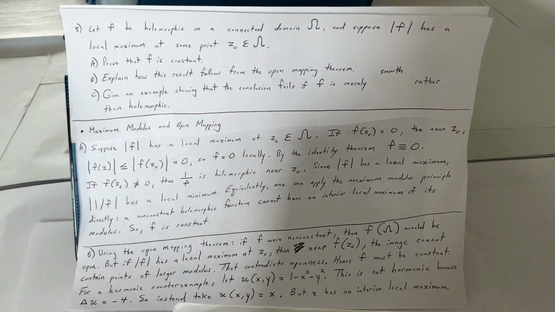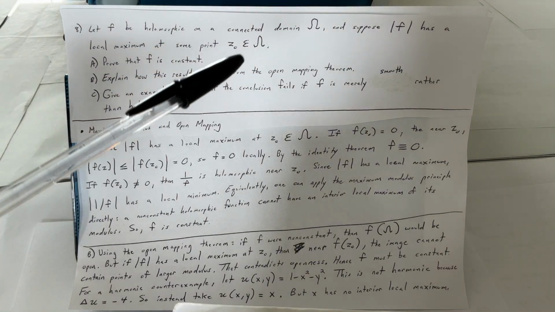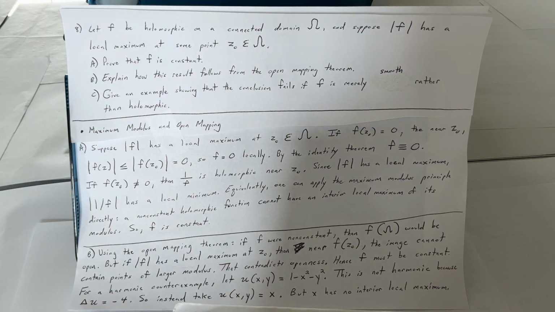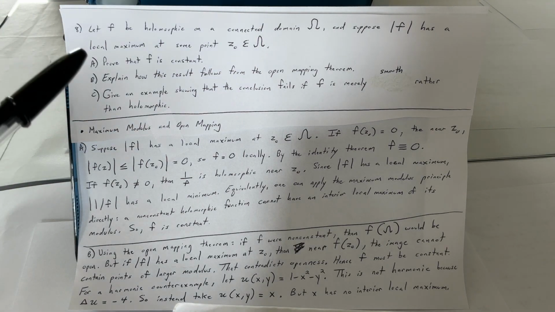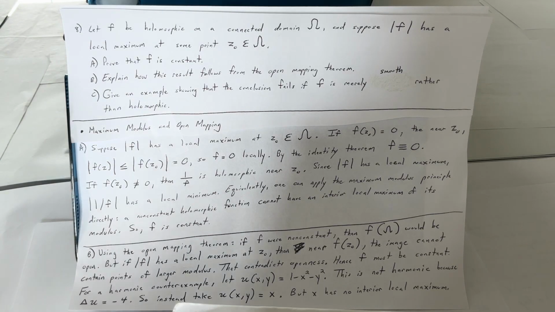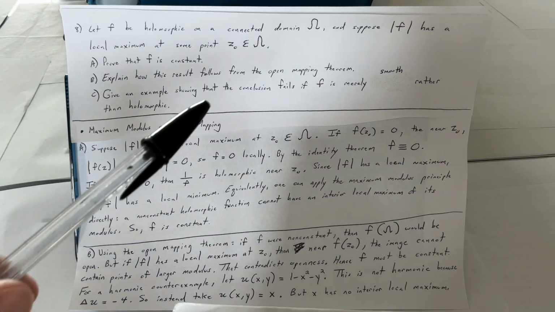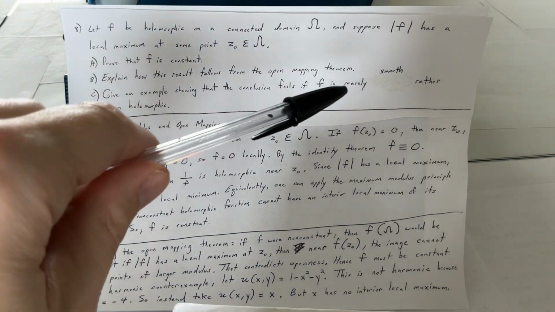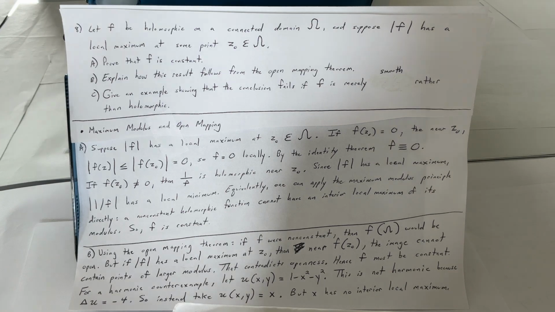So let f be holomorphic on a connected domain Ω, and suppose the absolute value of f has a local maximum at a point z₀ belonging to Ω. Okay, so part A, prove that f is constant. Part B, explain how this result follows from the open mapping theorem. And part C, give an example showing that the conclusion fails if f is merely smooth rather than holomorphic.